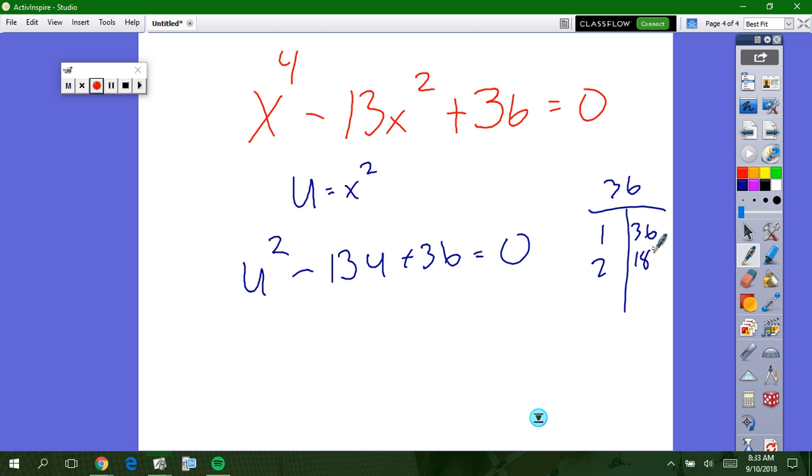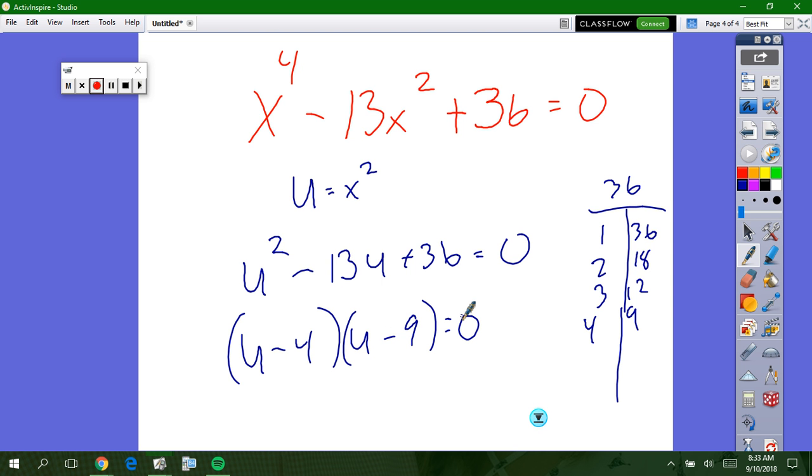2 and 18, that adds to be 20. 3 and 12, that's close, that's 15. What's next? 4 and 9, that adds to be 13. Those are the buddies, right? So then I just factor it. So that's u minus 4 and u minus 9.